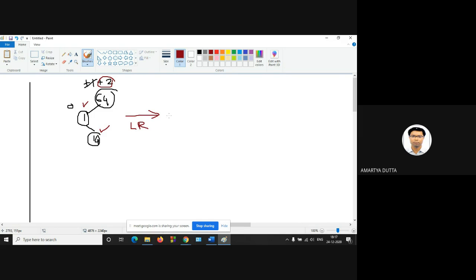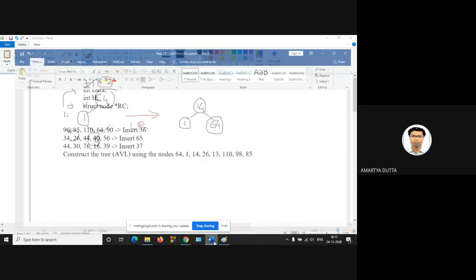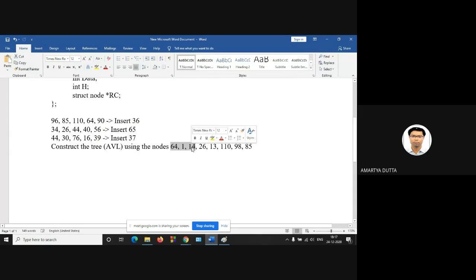After LR rotation, what is the scenario? 14 will be the root, 1 on the left, 64 on the right. LR means LL is followed by RR, so first of all RR. For RR, 14 is exchanged with 1. Next, 14 is exchanged with 64. So this is 14, and this is 1, and 64. You can calculate the balance factor, it is balanced. So 64, 14, 1 complete.